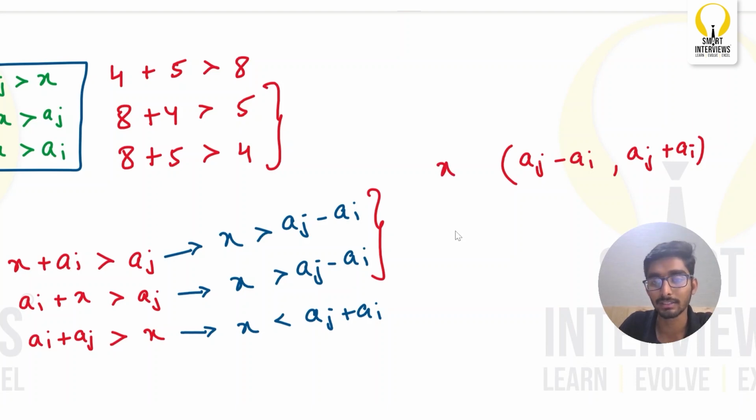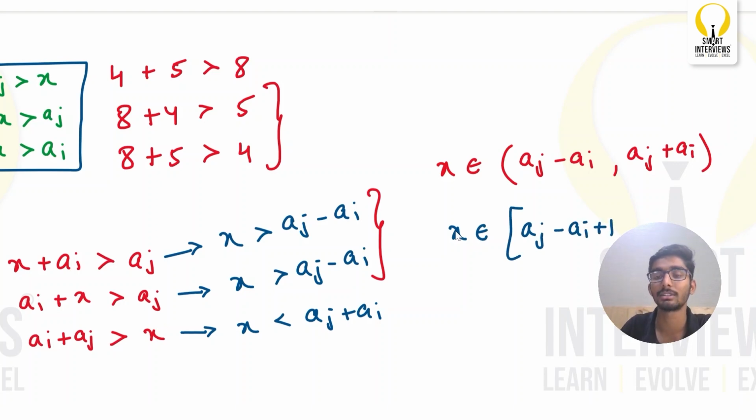So x must always be in this range, where the two endpoints are not included, right? I'm just changing this. I can write it as x belongs to aj minus ai plus 1, and change this symbol to this so that I can include it. Similarly, aj plus ai minus 1 so that I can include it, right?